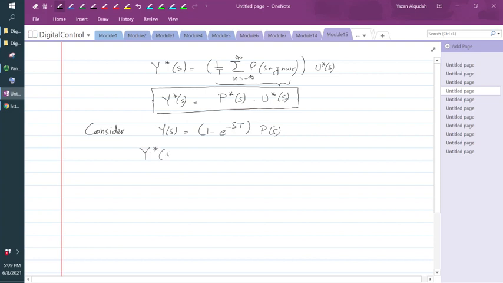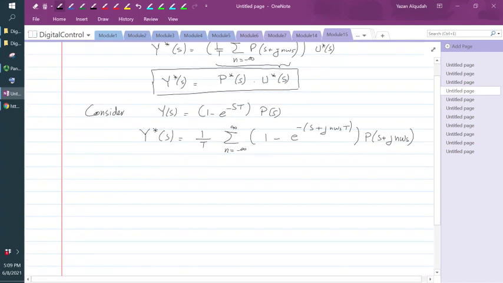Y star of s is going to equal 1 over T, the summation from n equals negative infinity to infinity of 1 minus e to negative s plus j n omega s, multiplied by T, multiplied by P of s plus j n omega s. This is the expression for y star. Y star is equal to 1 over T, the summation of y of s plus j n omega s.